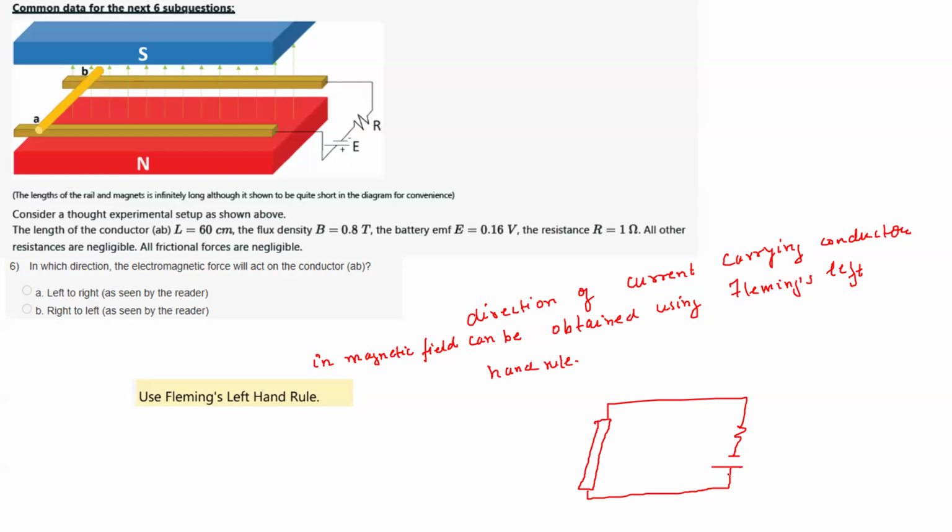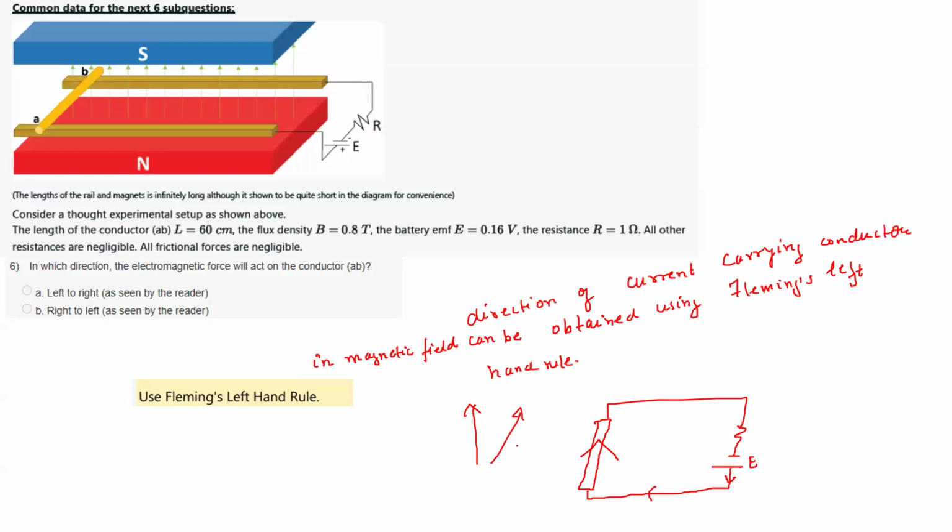Okay. So current is leaving the positive terminal of the battery. It is leaving here like this, and entering the rail like this. So your current is like this, and your magnetic field is like this. So you can find the force using Fleming's left hand rule.